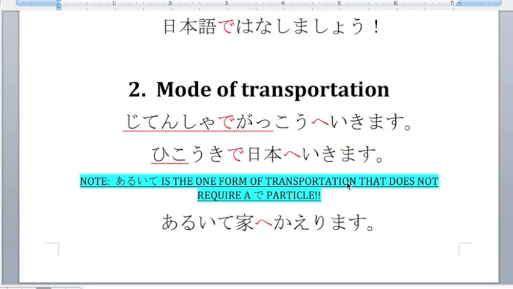Number 2, mode of transportation. Once again, vocab 8 is where you find all this vocabulary. For example, "jitensha de gakko e ikimasu." I go to school by bicycle. Or "hikouki de nihon e ikimasu." I go to Japan by plane. Note, there's one form of transportation that does not require a de particle, and that is aruite. So I would say something like, "aruite uchi e kaerimasu." I went home on foot, or I walked home would be another, I think, natural translation. So that's 2, mode of transportation.